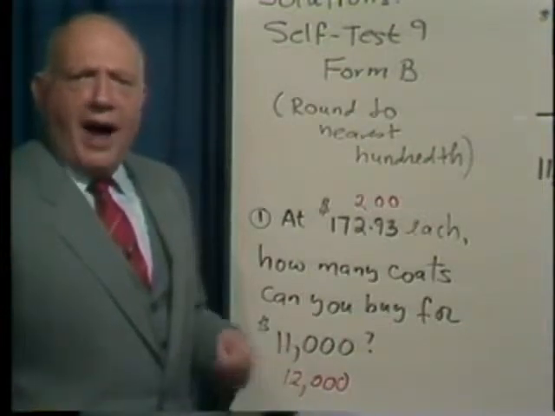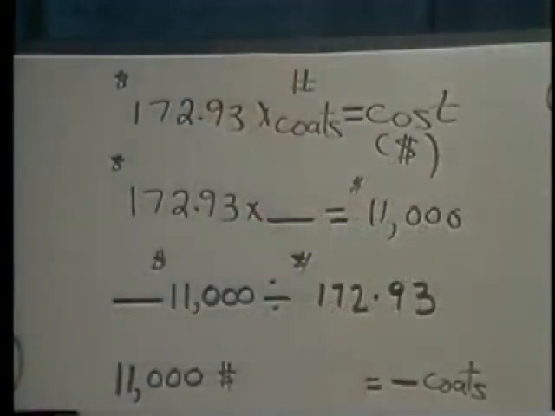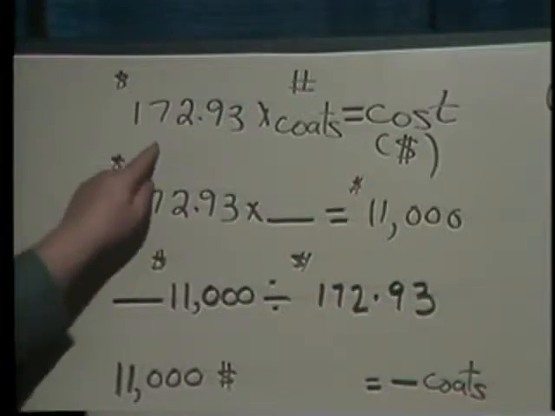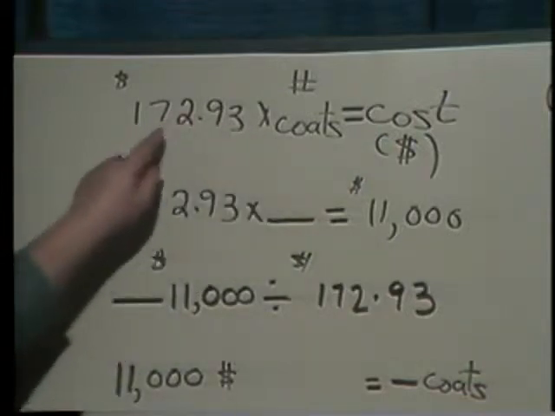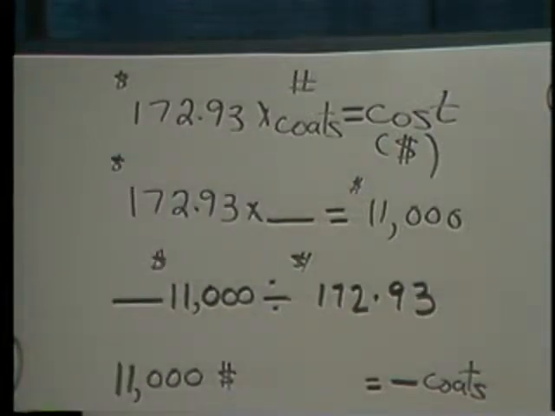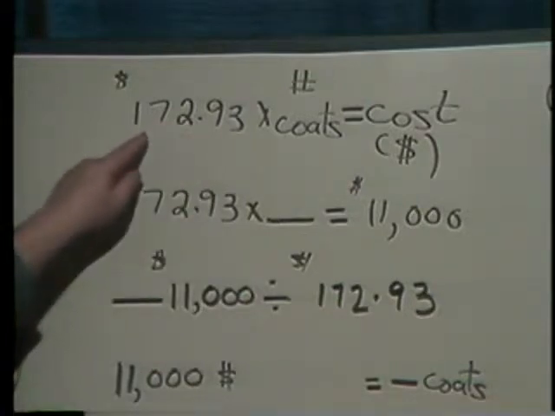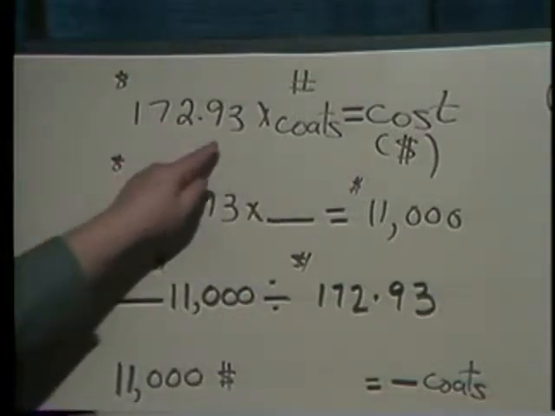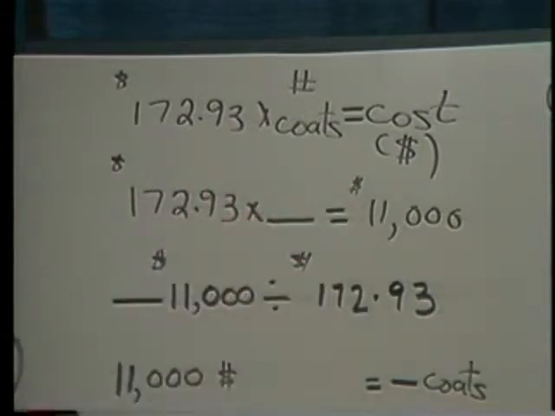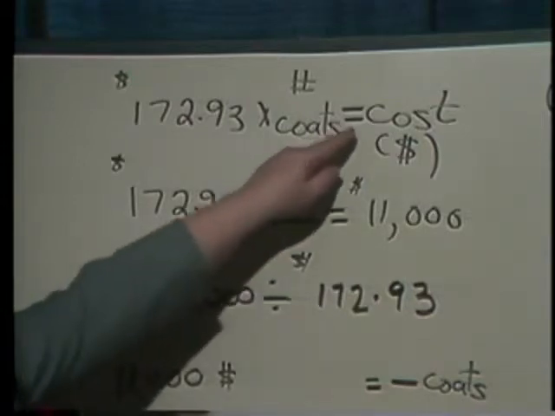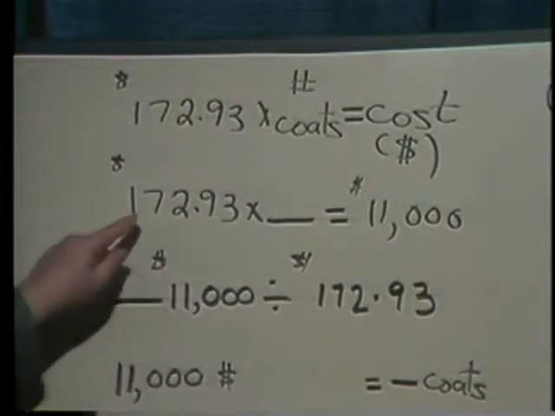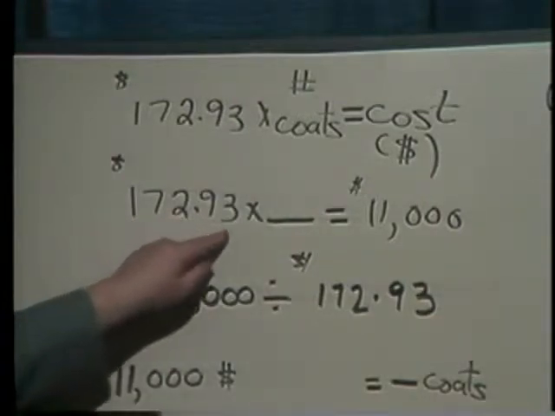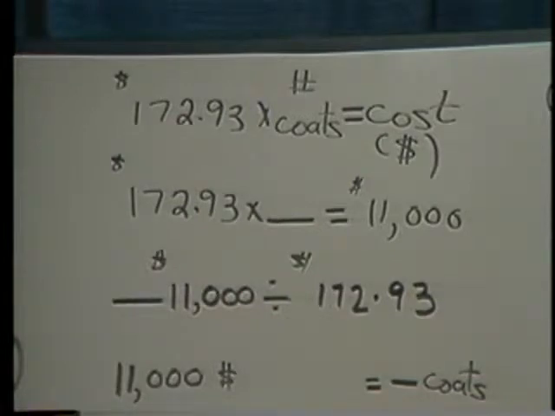And once you know that, how do we proceed with the problem? Well, you could argue something like this. You could say, since each coat costs me $172.93, whatever number of coats I buy, it's going to cost me $172.93 that many times. So the formula would be what? $172.93 times the number of coats equals the total cost in dollars. In this particular formula, I'm told that the cost that I have to spend is $11,000. So the problem becomes $172.93 times blank equals $11,000.